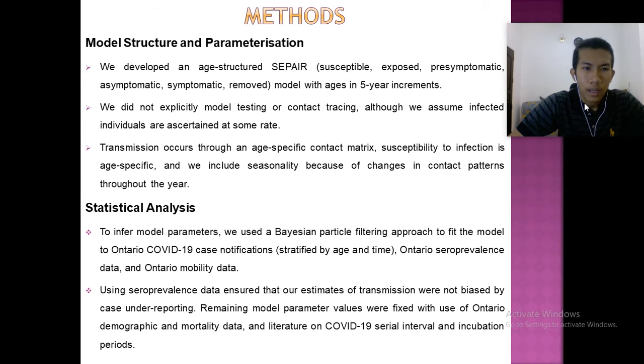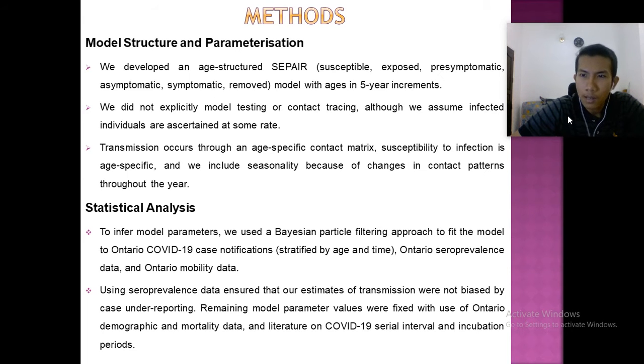We did not explicitly model testing or contact tracing, although we assume affected individuals are ascertained at some rate. Transmission occurs through an age-specific contact matrix. Susceptibility to infection is age-specific, and we include seasonality because of changes in contact patterns throughout the year.